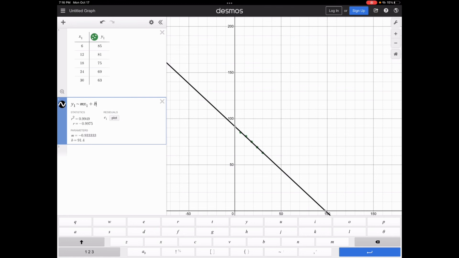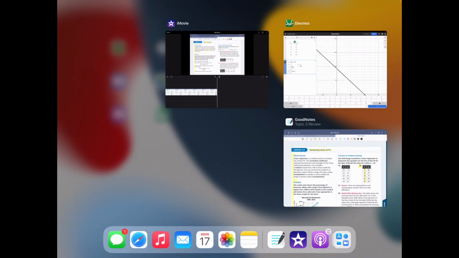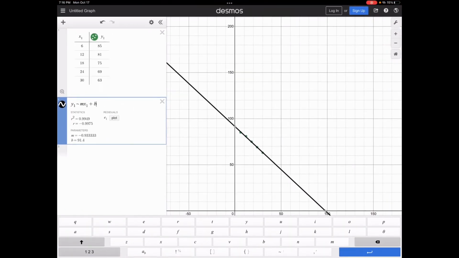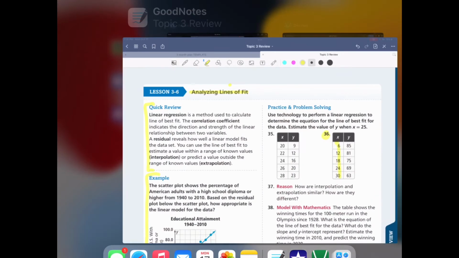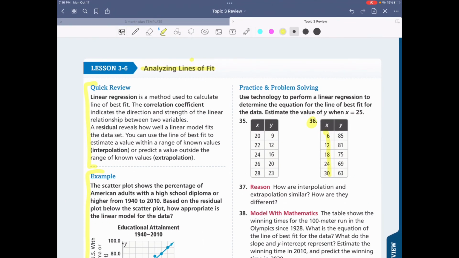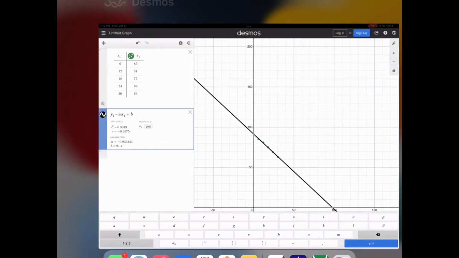Let me see again. 93 repeating. So y equals negative 0.93 repeating x plus, I think it was 91. Let me check. 91.4.